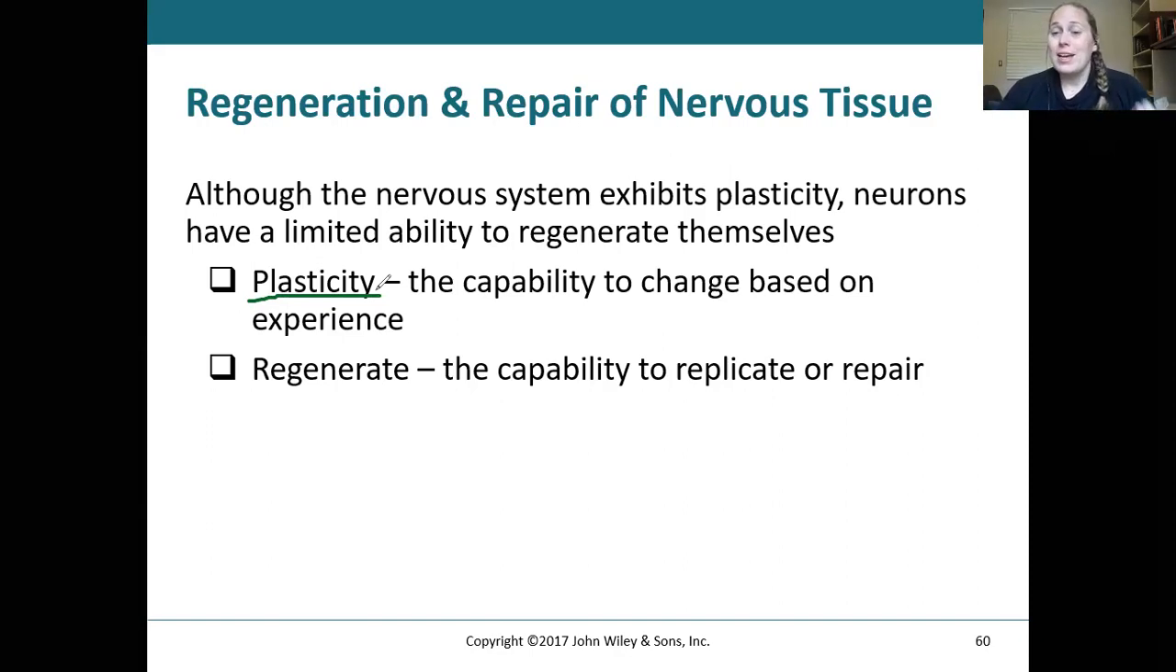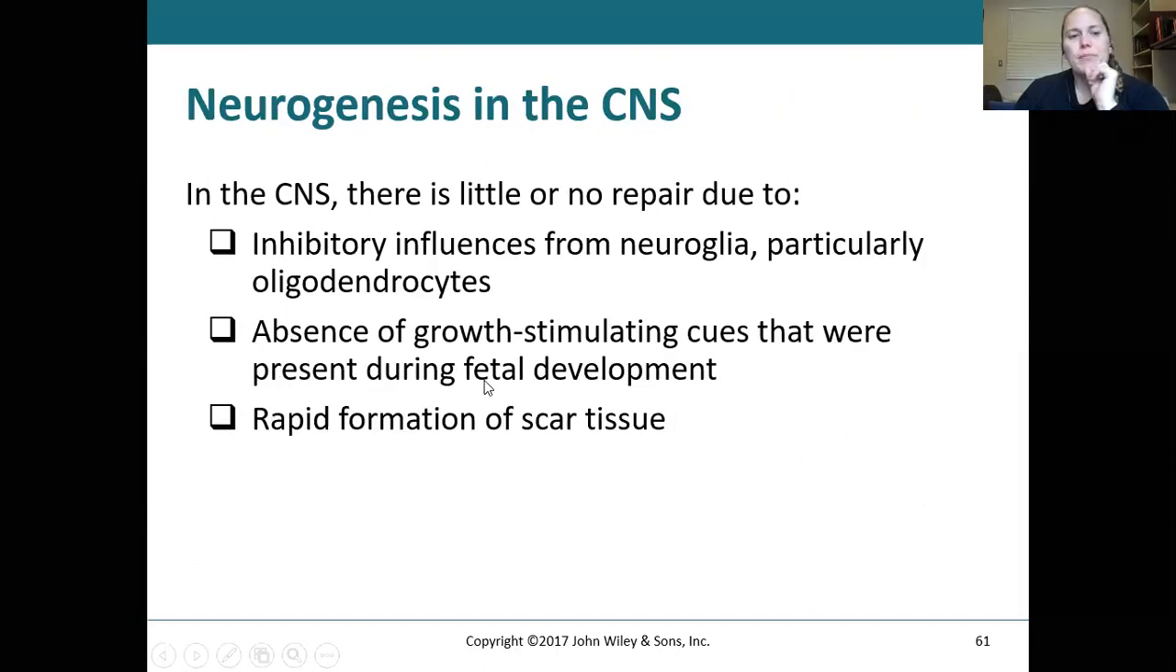It is a known fact. That's why kids can learn things so quickly, because our brains are super plastic. They're constantly forming and unforming these neural pathways. And then in terms of regenerating, it's a capability to replicate or repair. And again, that's not super frequent in the central nervous system. There are some exceptions to that rule, but for the most part, not a ton of regeneration happens in the central nervous system, but the peripheral nervous system is a little different. You do see a little bit more regeneration there.